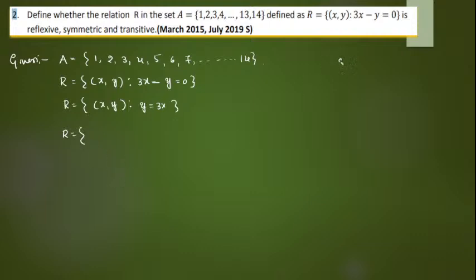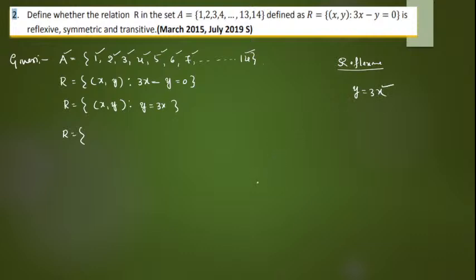So here, if you want to check the reflexive condition, see, reflexive means what? For every element of set A, it must contain an ordered pair which is a doublet. Clear? So let us take out this condition. y is equal to 3x is the condition. You choose all your x values and find your y.